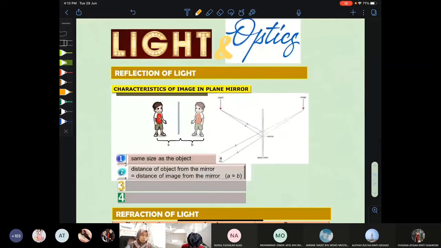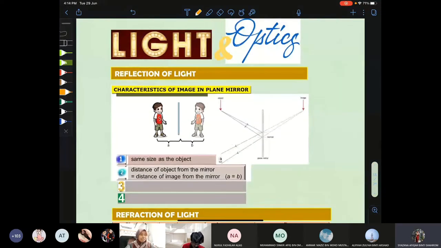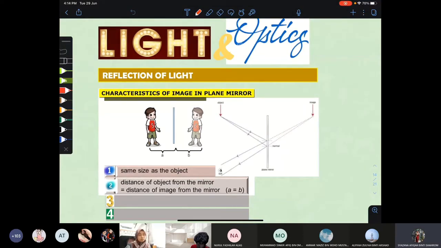Okay, so now let's move on. The topic is light and optics. We talked about the phenomenon of reflection just now, reflection of waves. So light is actually a wave, right? Can you hold a light? Can you put light in a box? Cannot. So light is actually a wave. Therefore, reflection of light is the same as reflection of waves just now.